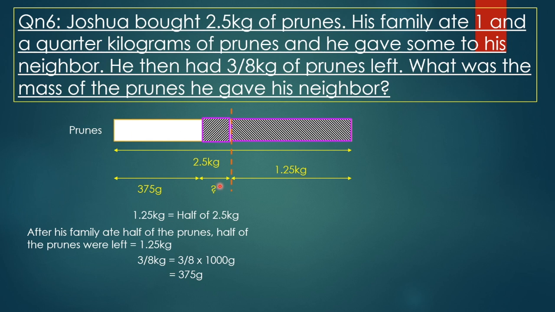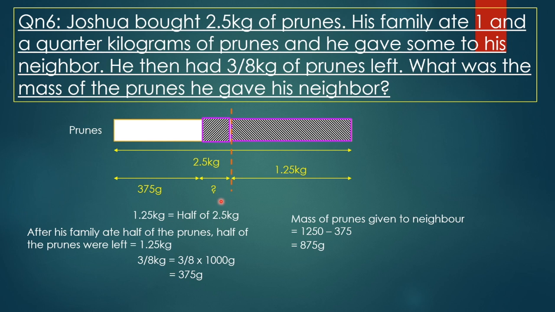So this part would just be 1.25 kilograms minus 375, and 1.25 kilograms is 1250 grams. So 1250 minus 375 gives you 875 grams. So he gave his neighbor 875 grams of prunes.